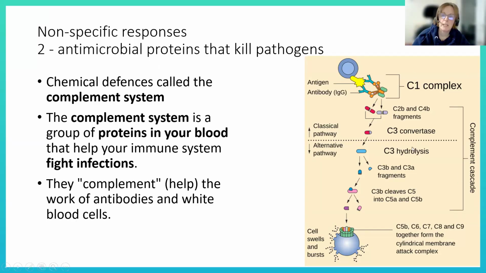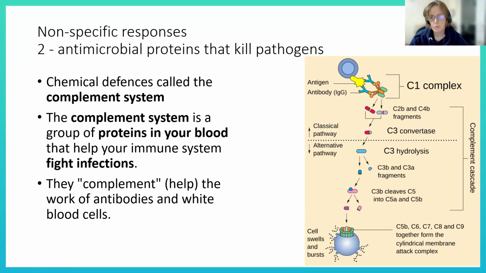So this looks quite complicated because it is, quite frankly. But these proteins, there's loads of them, about 30 altogether, I think. They just float around in our blood. They're called the complement system. They're basically a way of triggering the immune system. They complement or help the work of the antibodies and the white blood cells that are in our blood.